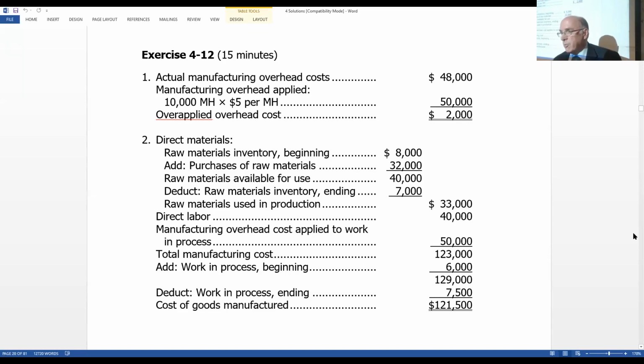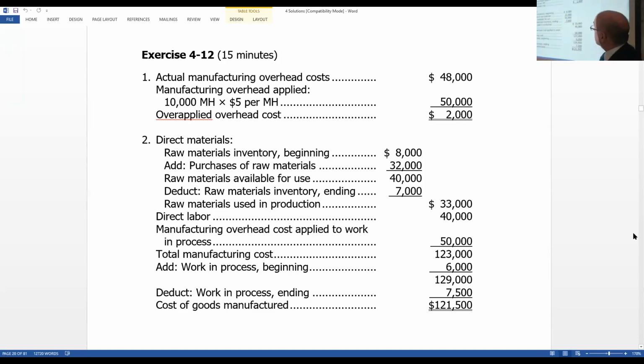Well, that's nice to know, but does it really make a difference when you're figuring cost of goods sold? Either way, it's a manufacturing cost. Either way, it's going to be a product cost. So it's not going to affect the bottom line at all because it's going to go to the same place, cost of goods sold. First requirement, compute the amount of underapplied or overapplied overhead costs for the year. And the second part, prepare a schedule of cost of goods manufactured for the year using the indirect method.